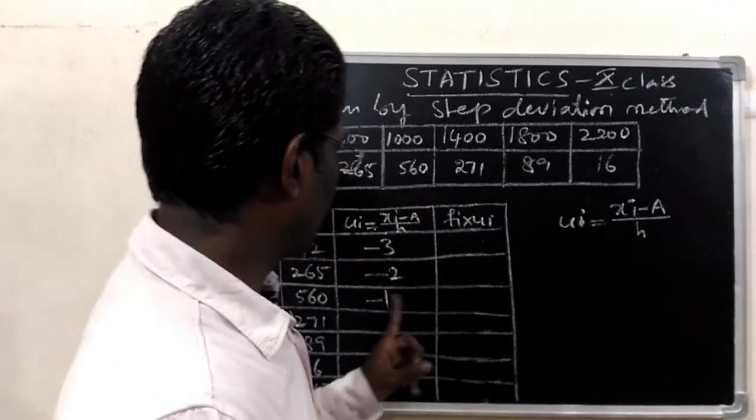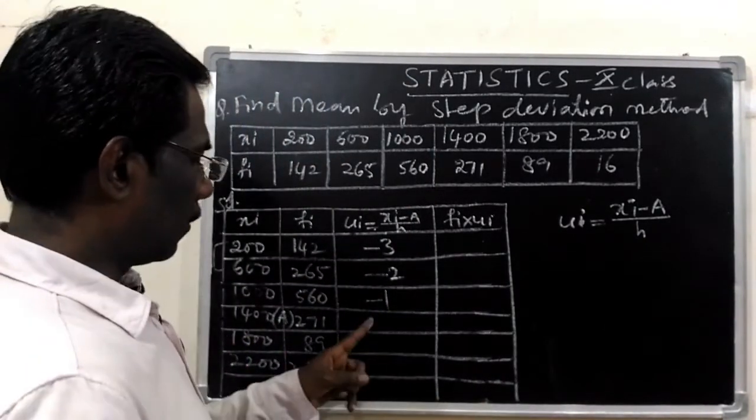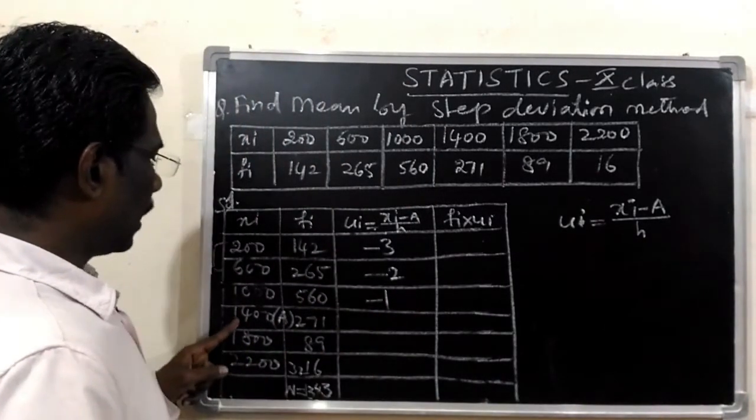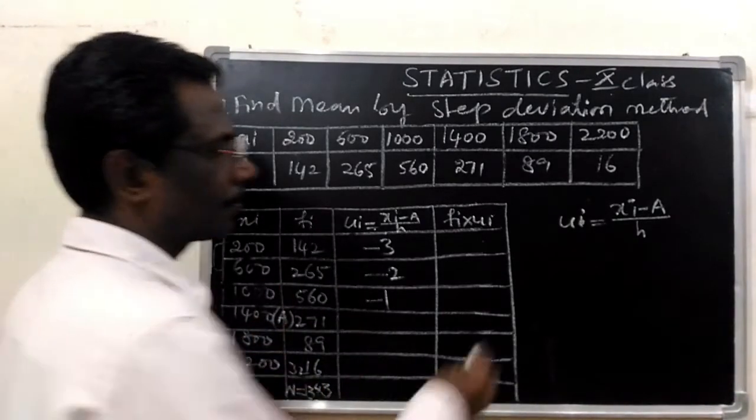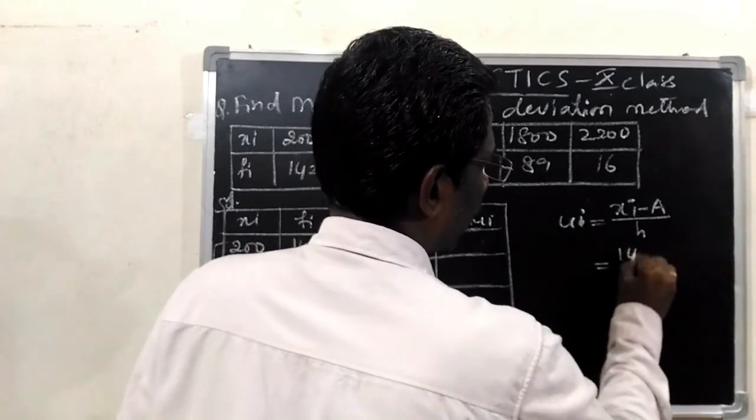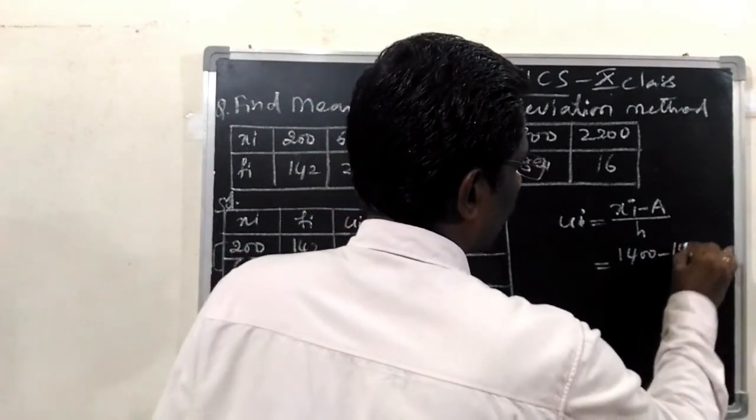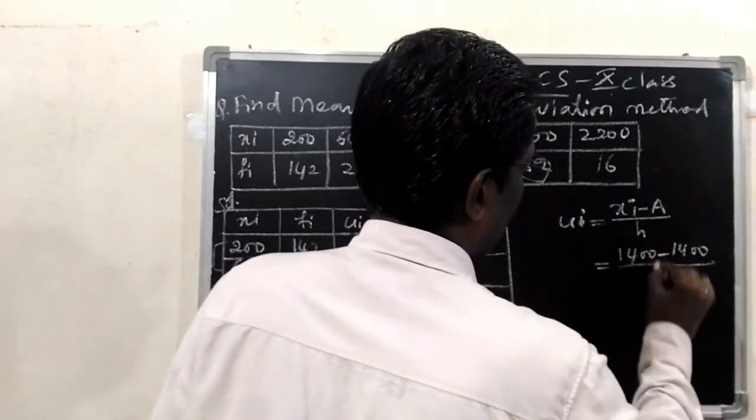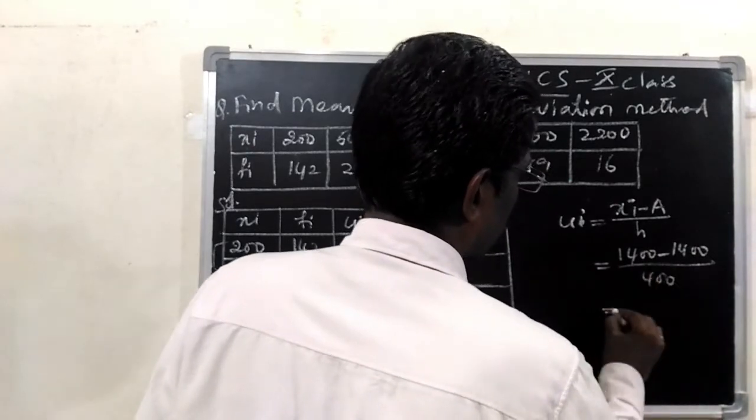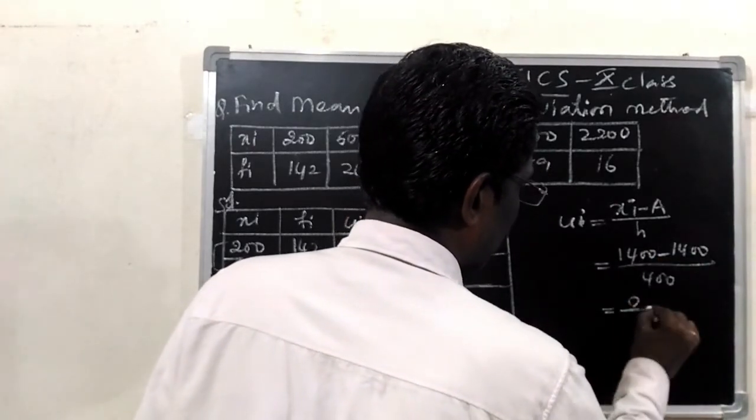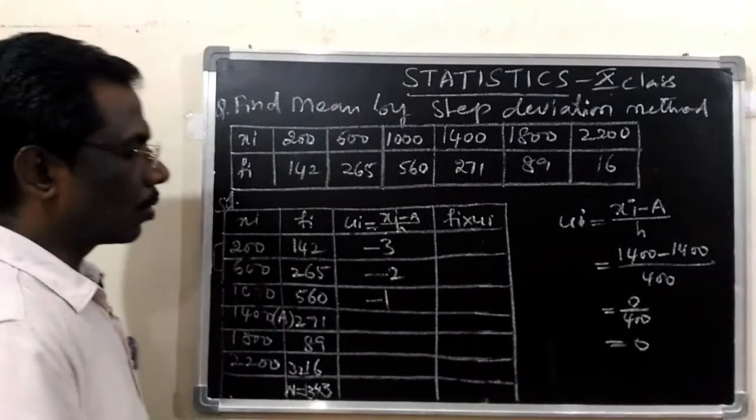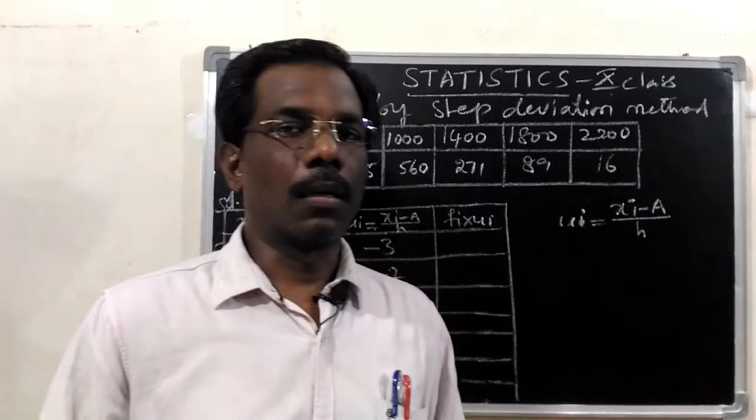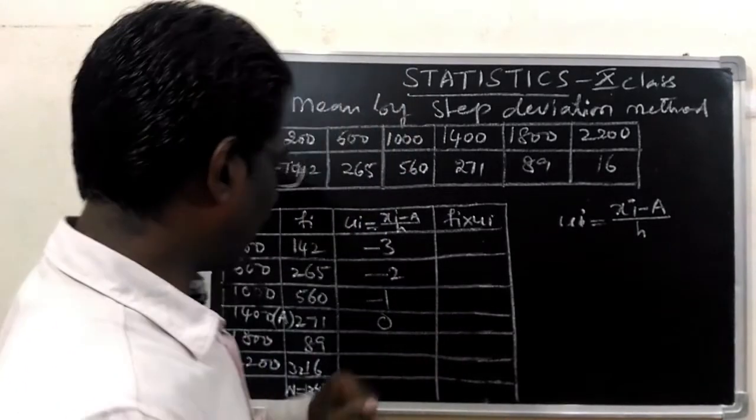Now I am finding the fourth ui value. In the fourth ui value, xi is 1400 and a is also 1400, divided by h, which is 400. So 1400 minus 1400 is 0. 0 by 400. 0 divided by anything is 0. Right here, 0.